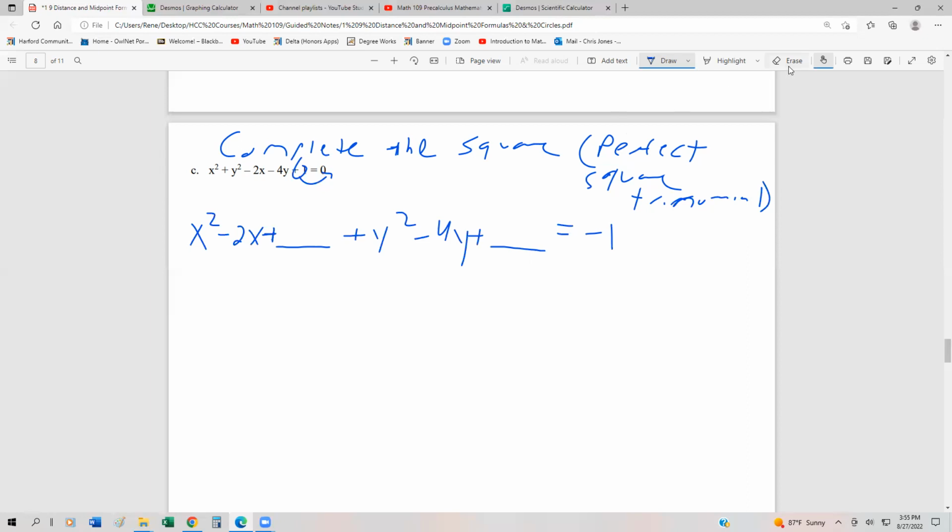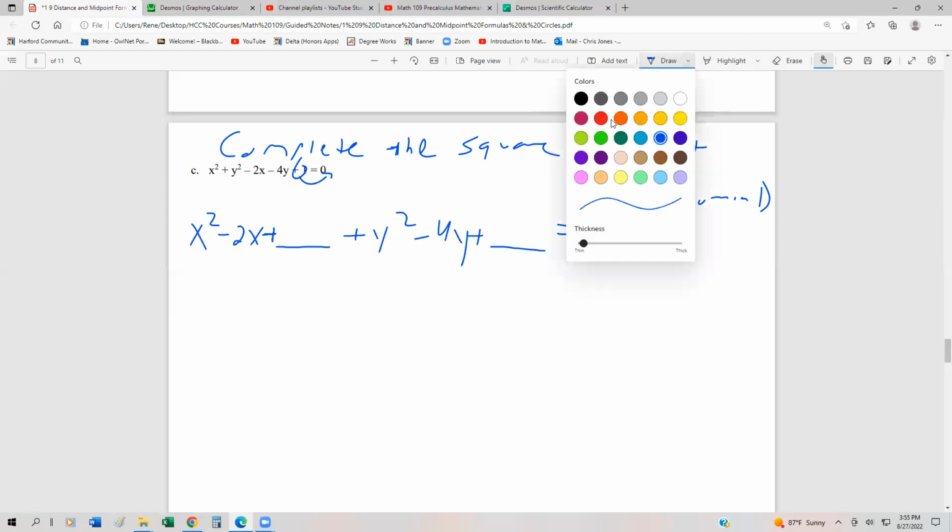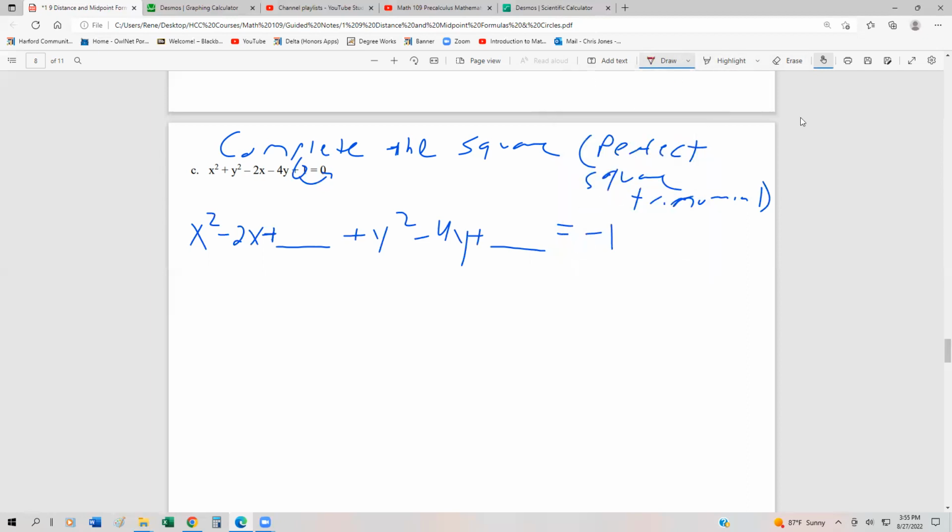Now, I'm going to complete the square by taking half of any of the linear terms and squaring it. So I'm going to take -2, which is the coefficient of the middle term. I'm going to divide that by 2, and I'm going to square that. So that's going to be -1 squared, which is equal to 1. So I'm going to add 1 to this side of the equation. To balance an equation, whatever you do to one side, you have to do to the other side.